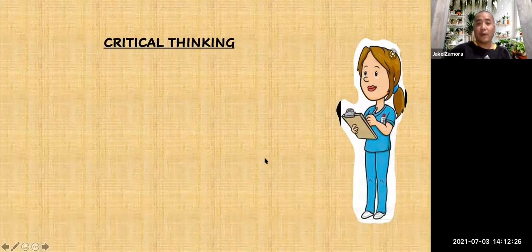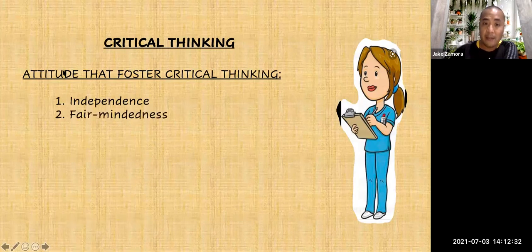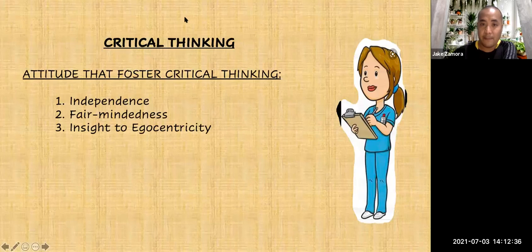When we talk of critical thinking, guys, there are attitudes that foster critical thinking. The first one is independence. Anong ibig sabihin niyan? When you say independence, you should have the ability to decide for yourself. That one is what you call independence.